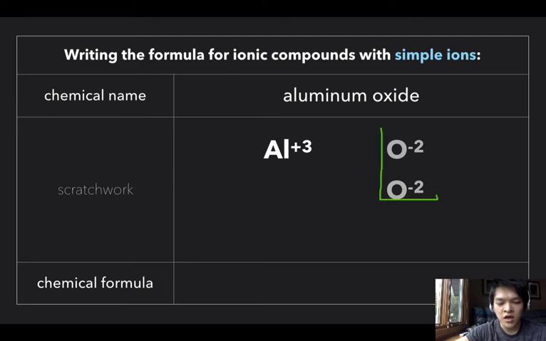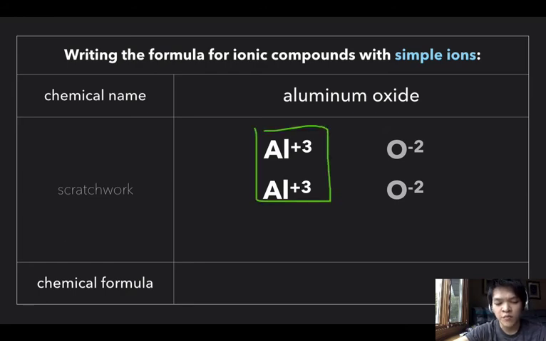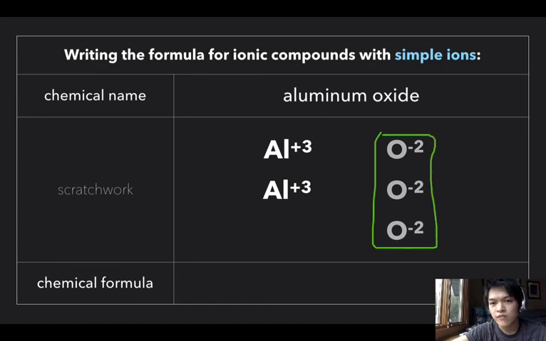Now, in total, we have -4 and +3. They still don't cancel out, so we're going to need more positive this time around. Let's put another aluminum ion. So in total, we have a +6 charge, but we only have a -4 charge. We still need more negative charge this time, so we're going to keep going. Let's add another oxide. So in total, we have a -6, and we have a +6. Great. The charges cancel. We can go ahead and write the chemical formula.